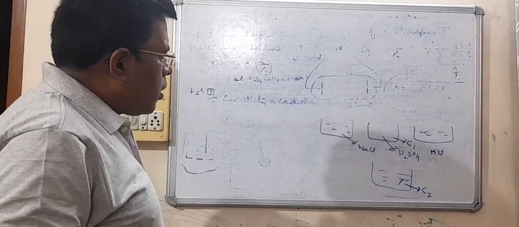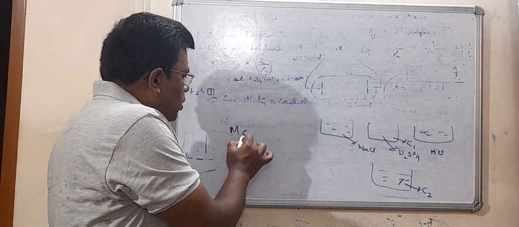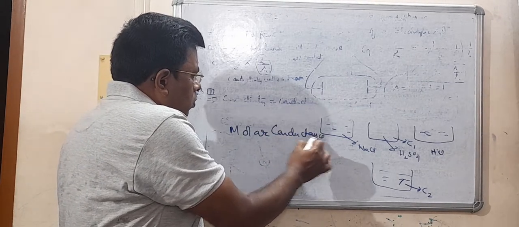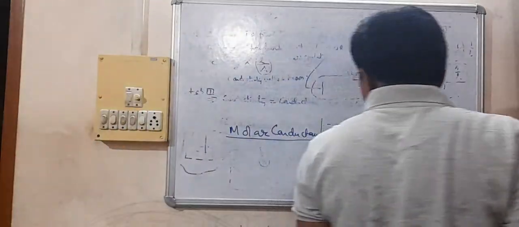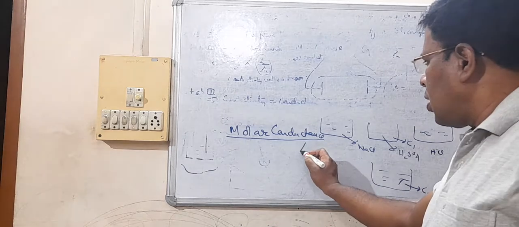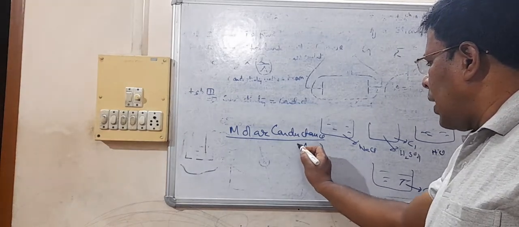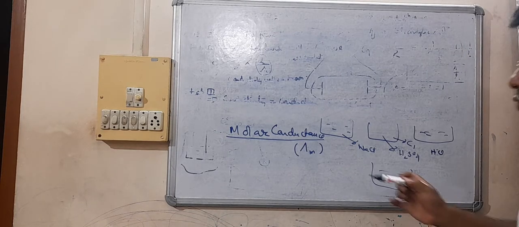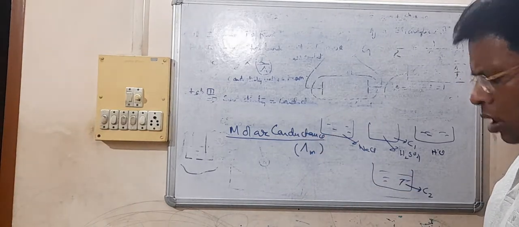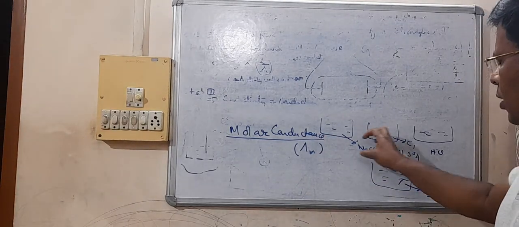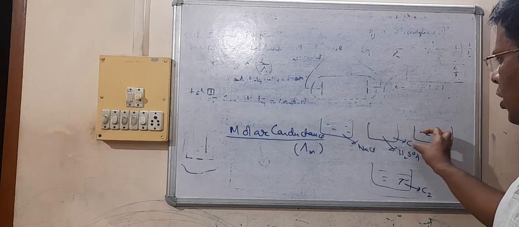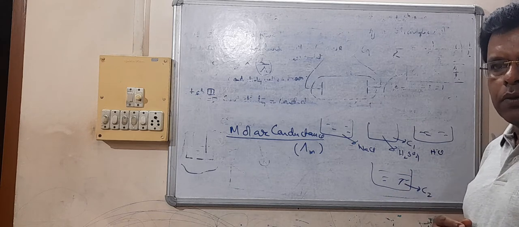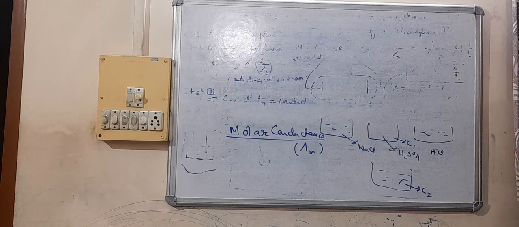Now here I am going to introduce a term called molar conductance, whose symbol is lambda m. So why do we consider this molar conductance? In order to compare between different electrolytes, which one is a better conductor among different electrolytic solutions, we use the term molar conductance.